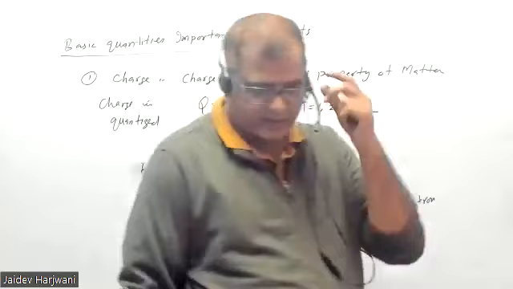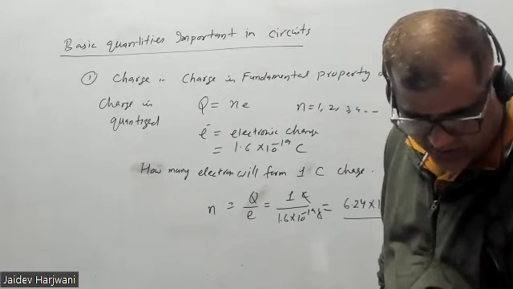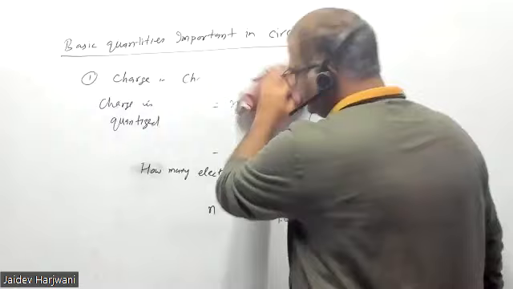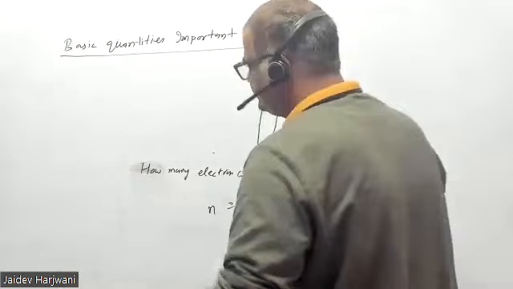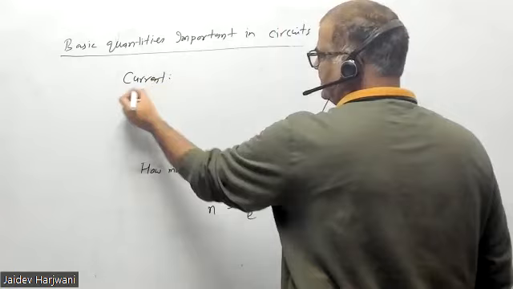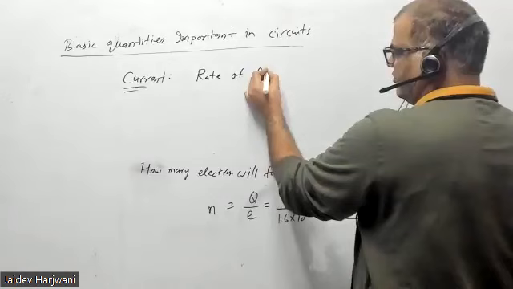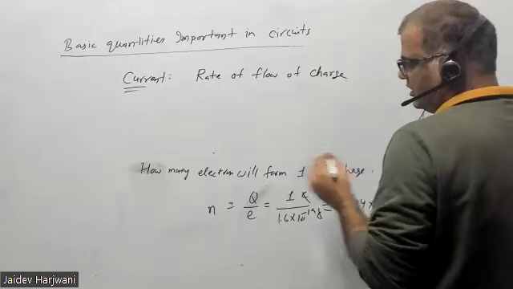So before I discuss network analysis, I'm just discussing some of the basic quantities we are looking for in the circuit. The second important quantity, which we have to solve for in the circuit, in questions, is current. And all of you know what current is. Rate of flow of charge. Yes, very good. Rate of flow of charge is called current, and mathematically it is given by i = dq/dt.